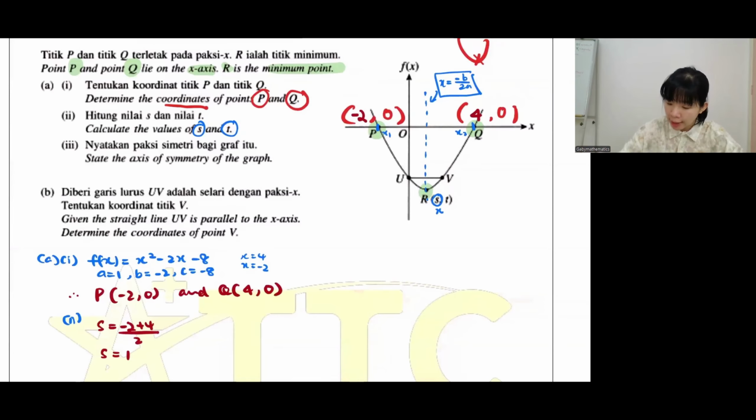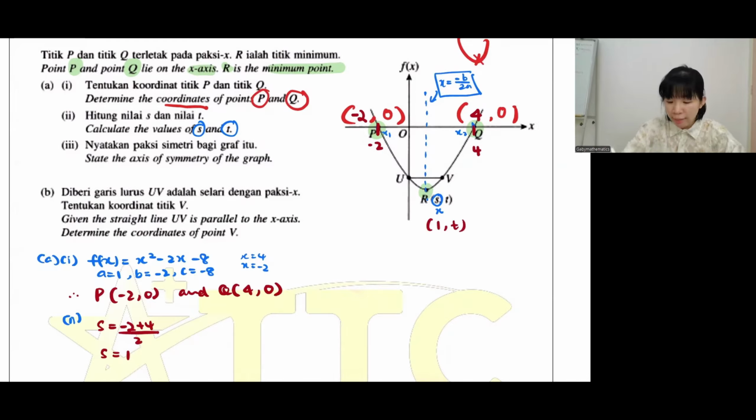Now, you can repeat. We know P is actually negative 2. We know Q is actually 4. If I want to find the X coordinate for minimum point, which is exactly in the middle, we can always take these two numbers, plus together, divided by 2, find midpoint. Or if you don't want, you can use this. So we got 1, and then how to find T?